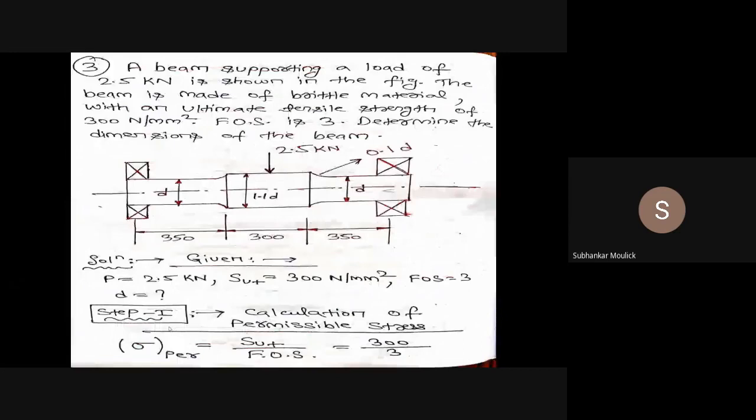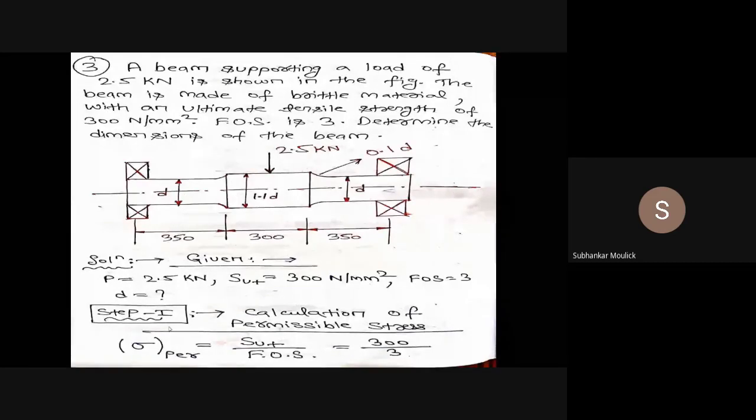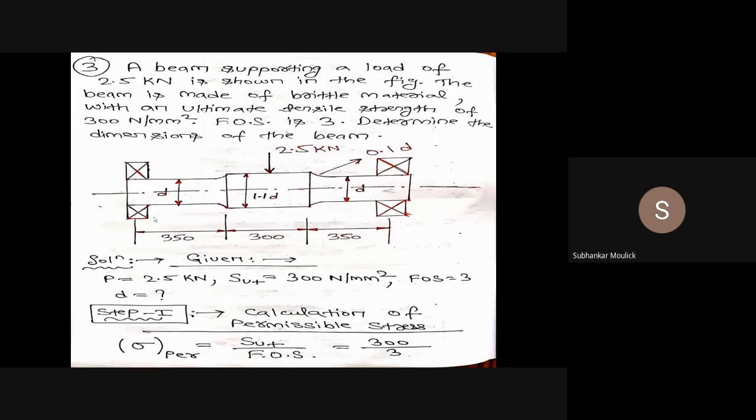Now this problem you will solve. I won't solve it because I have shown you the first and the second problem. Fine. So let us read the problem. The problem is: a beam supporting a load of 2.5 kilonewton is shown in the figure. The beam is made up of brittle material with an ultimate tensile strength of 300 Newton per millimeter square. That means this value 300 Newton per millimeter square is nothing but SUT. Factor of safety is 3. Determine the dimensions of the beam.